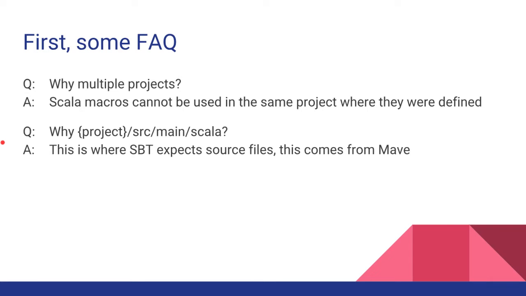Another question that people frequently ask is, why do you always have project source main Scala? So you'll see core macros, source main Scala, Chisel front end, source main Scala, and then for the other one, root project, source main Scala for Chisel 3. This is inherited from Maven, not Mave. Maven, as many of you may know, is a popular Java build tool.